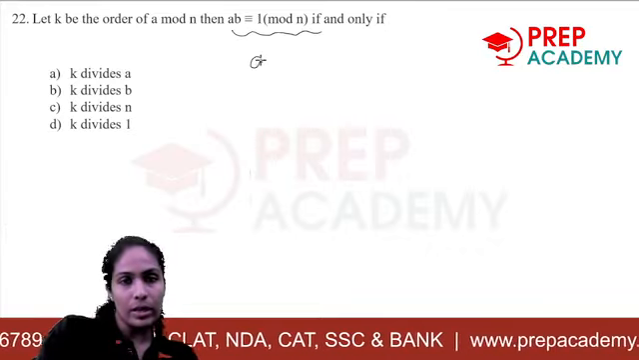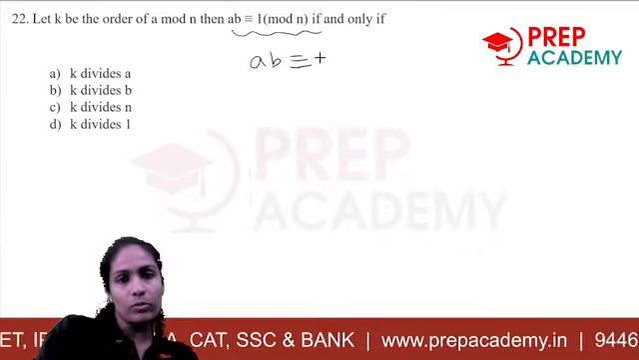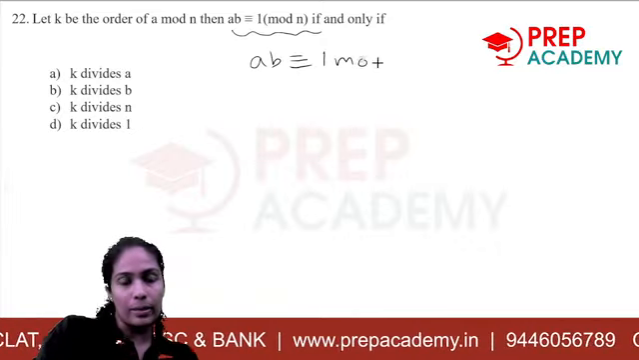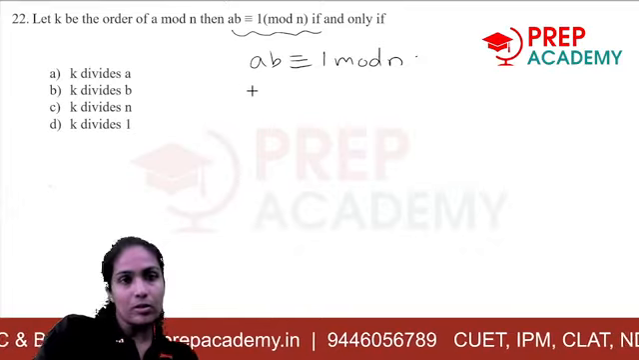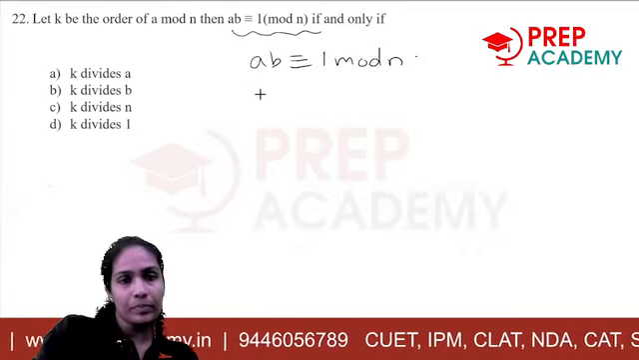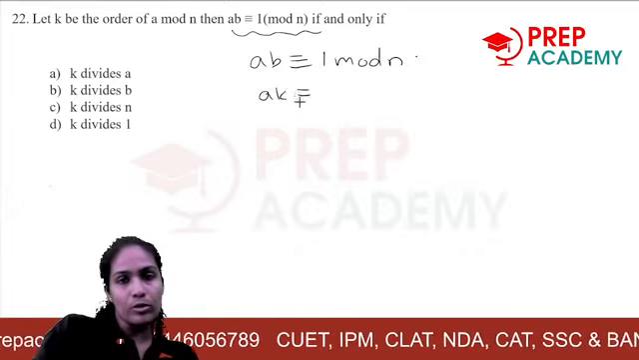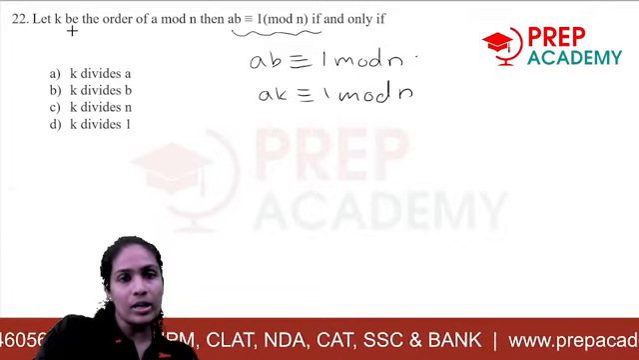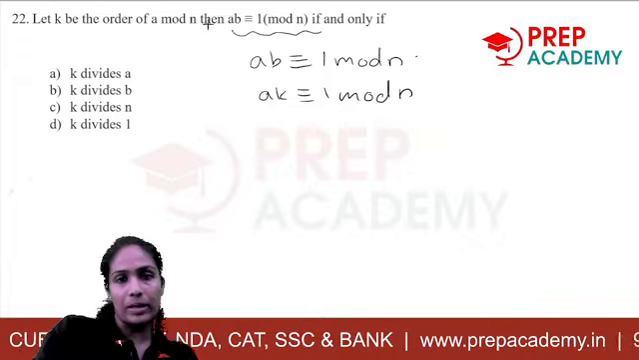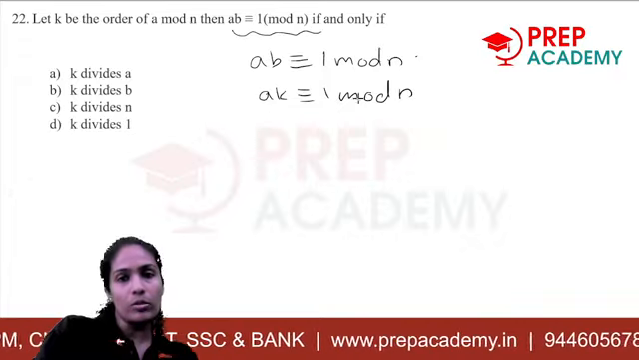So we are assuming that ab is congruent to 1 mod n. Also we can assume that a^k is congruent to 1 mod n. These are the assumptions. It is already given that k is the order of a mod n. So, a^k is congruent to 1 mod n.